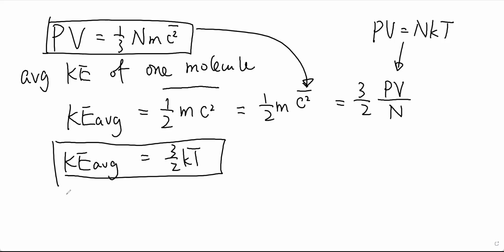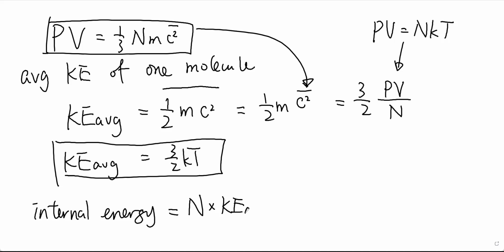Now, let's move on. So if you still remember, we said that the internal energy is just the sum of the KE. So for internal energy, it can be written as N times the average KE, is it? The average times this total number. So you get 3/2 NkT. Or if you like, you can write it as 3/2 PV. This is a really, really useful result for doing the long questions. I'll show you next week in Zoom lessons.